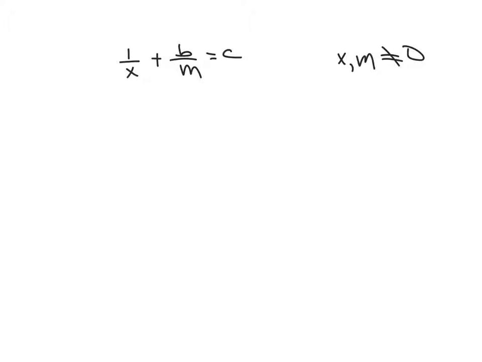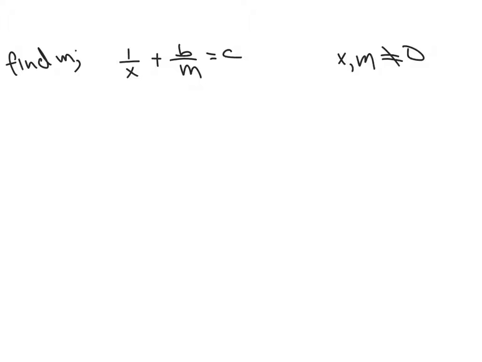Are we looking for x? Are we looking for b? Are we looking for m? Well, it tells us. It says find m. So what that means is we need to get the m on one side of the equal sign by itself. That's all we're doing. So we have to use our algebraic skills to get the 1, the x, the b, and the c all away from the m, so it's all alone.